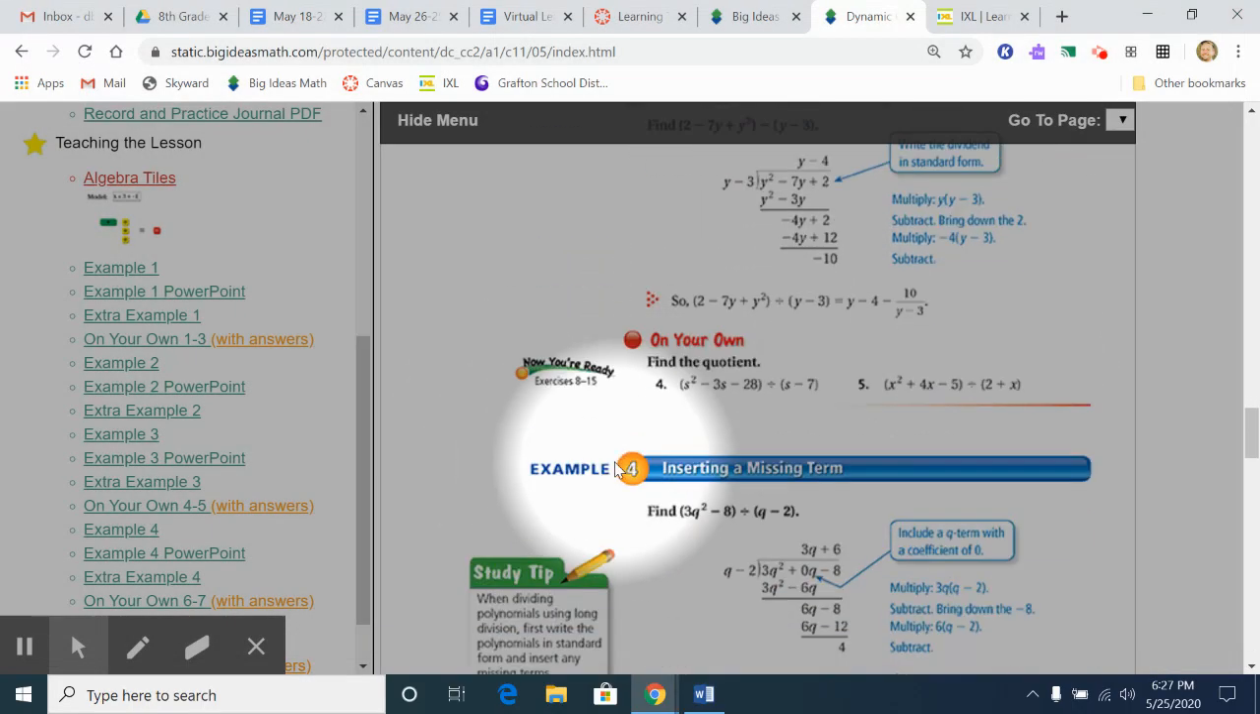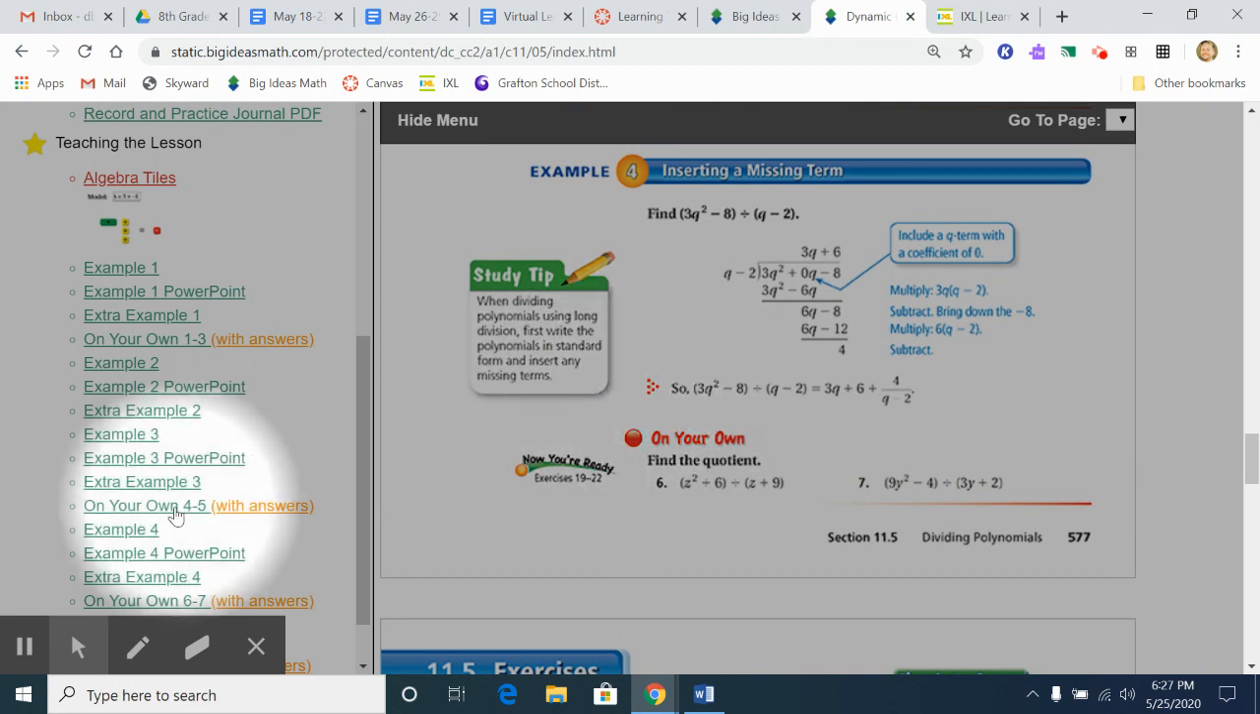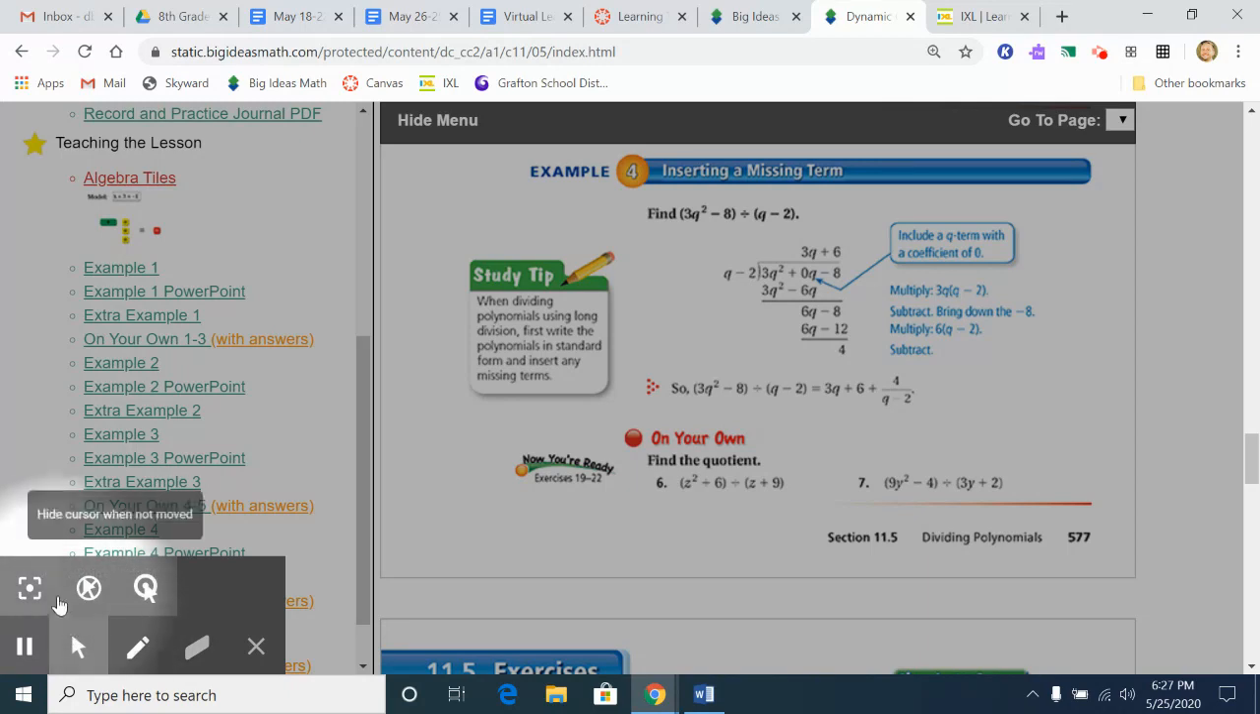And we got one last thing to talk about. It's called inserting a missing term. I also want you to be mindful of this. I said it before, but I want you to be mindful of it again. It says when dividing polynomials using long division, we must first write the polynomials in standard form. And we also must insert any missing terms. So let's look at what that means.